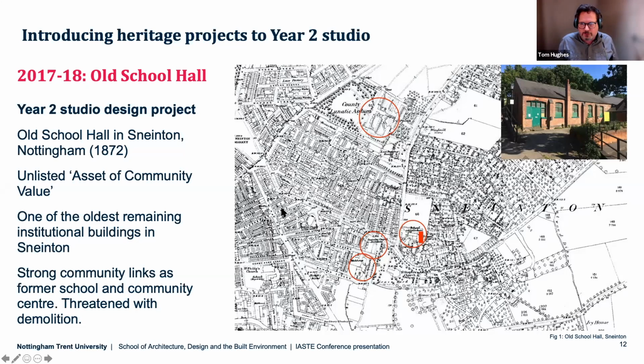So our first crack at this four years ago was to really try and ensure that we had a live and urgent project. This old school hall in Sneinton, a project I was involved in from a community basis, was essentially to save this building, which was one of the oldest in the area, from potential demolition that it was threatened with. It's one of the oldest institutional buildings in the area. It had been a community hall, funding had run out, the building was falling down, and demolition was really on the cards. So there's a kind of urgency there.